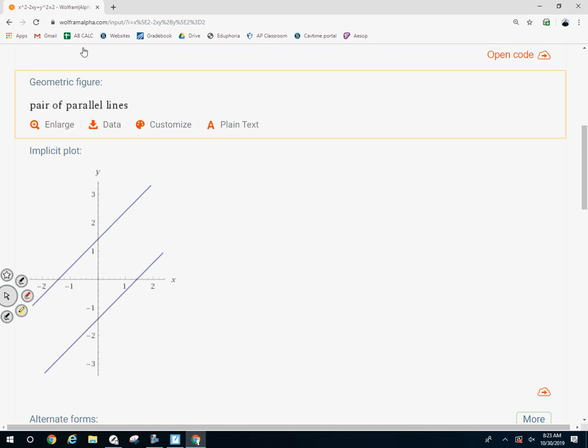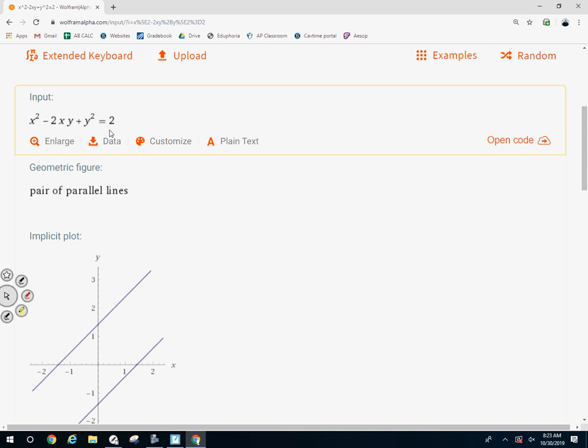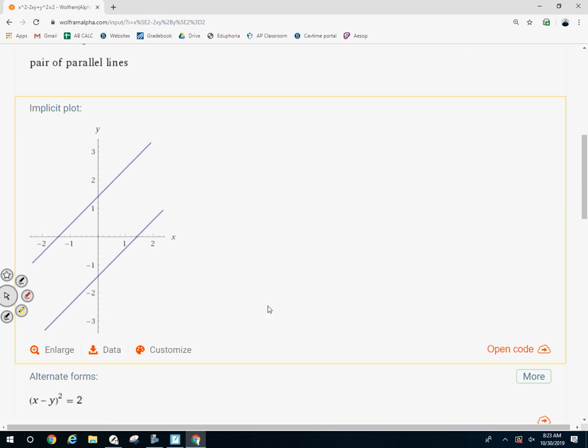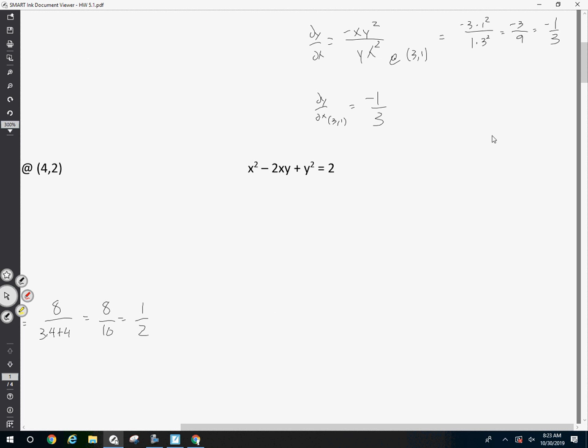Oh, this is a pair of parallel lines. This is cool. You'll see this when we take the derivative, but we can actually factor this. There's a reason why there's a pair of parallel lines. It's a cool looking thing, but you'll find out when we take the derivative. We're going to see something very interesting.